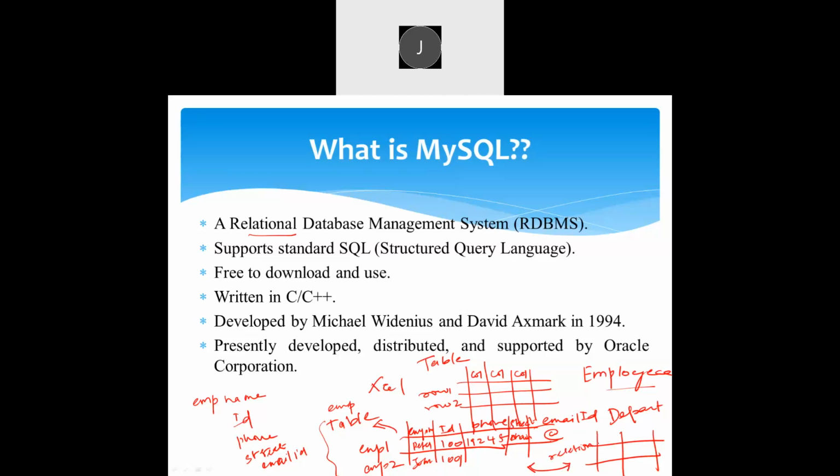There are ways that we can create relation between tables. So it is possible that we can relate between two tables in your database or multiple tables. So that is the reason they call this a relational database management system. Okay, RDBMS, that is the abbreviation for this relational database management system.